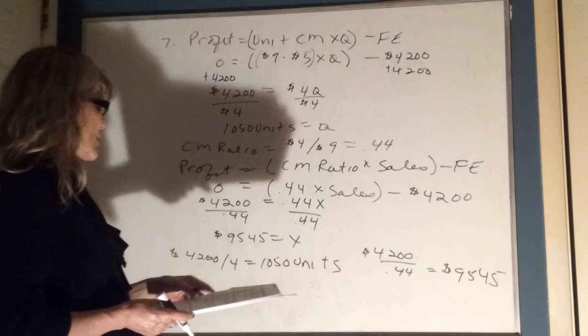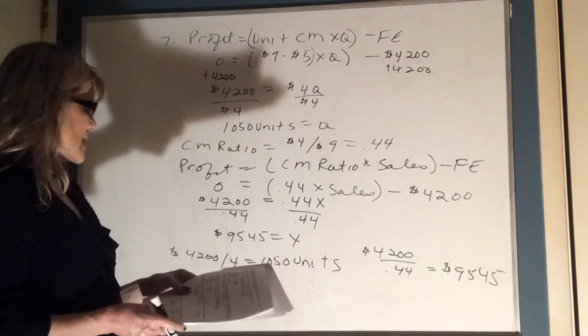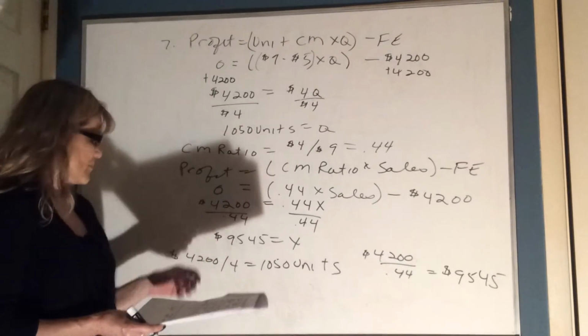Divide both sides by 0.44, and we get 9,545 equals x, and this is a rounded number.